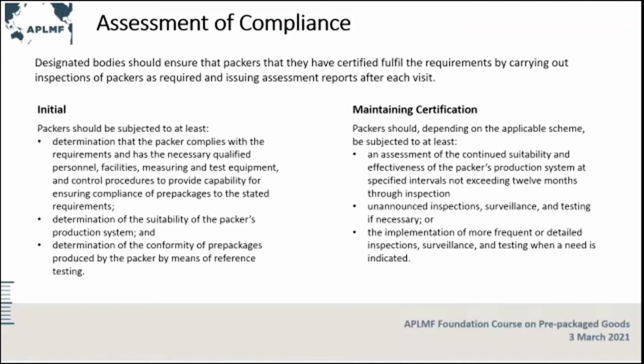So it means that the government, or the designated body, will do some inspection and surveillance to make sure that everything is still on track. And then also the implementation of more frequent or detailed inspection, surveillance and testing when a need is indicated. So if there is something wrong, or a consumer complains about the product of the packers who have the certificate, then the designated body or the government has the right to do detailed inspection, surveillance and testing if it is necessary. So this is how the assessment procedure is done.